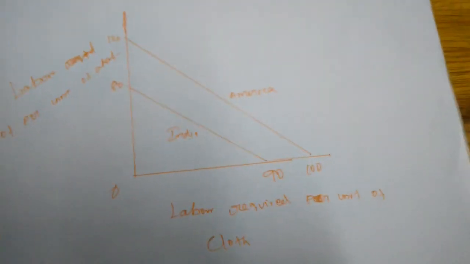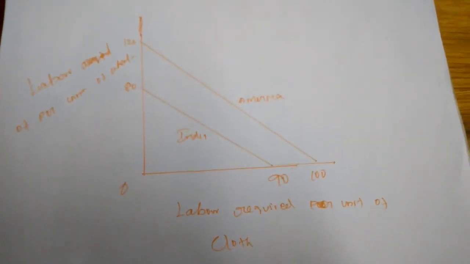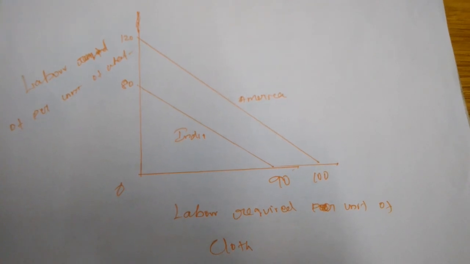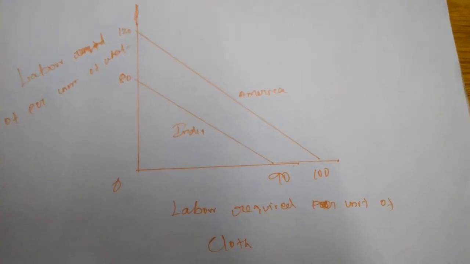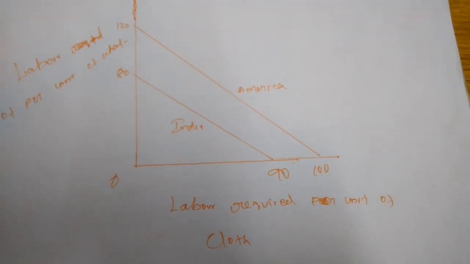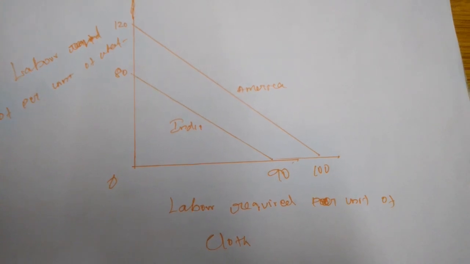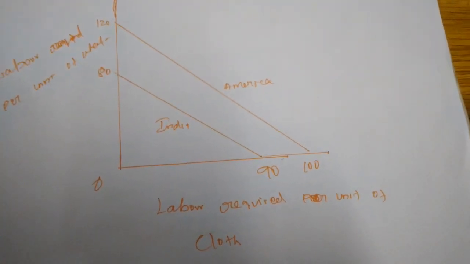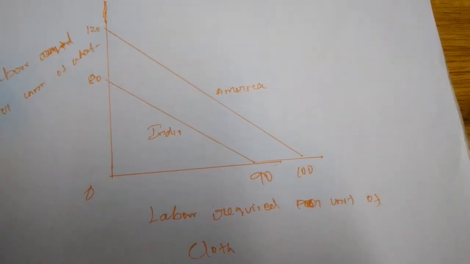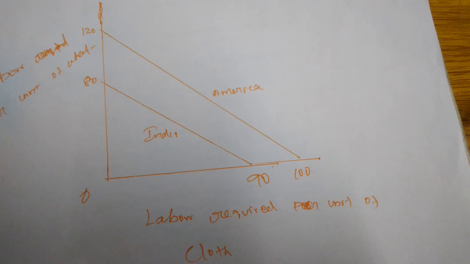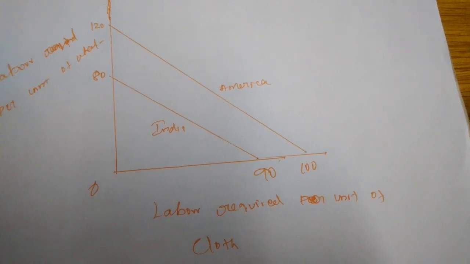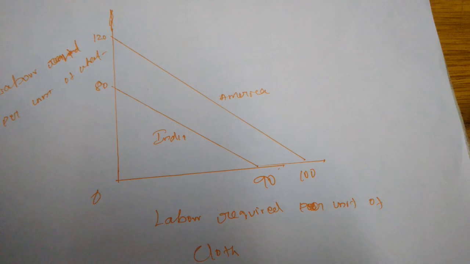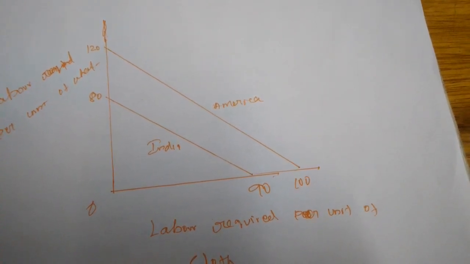Just see, America requires 100 units of labor per unit of cloth. India requires 80 units of labor per unit of wheat and 90 units of labor per unit of cloth. But here there is no big difference between 90 and 100. America produces 1 unit of cloth by using 100 units of labor, but India produces 1 unit of cloth by using 90 units of labor. So when we compare the cost advantage, there is no great disadvantage for America in producing cloth and exporting it to India.